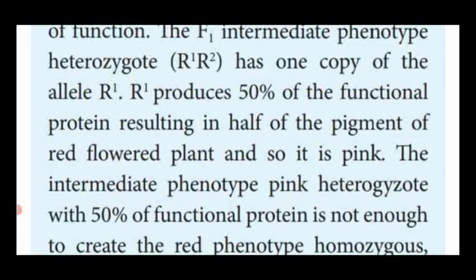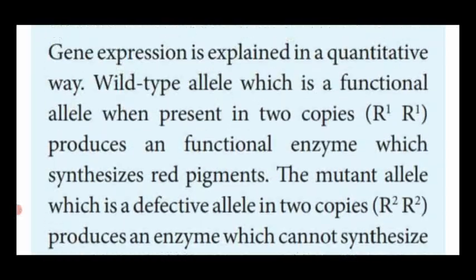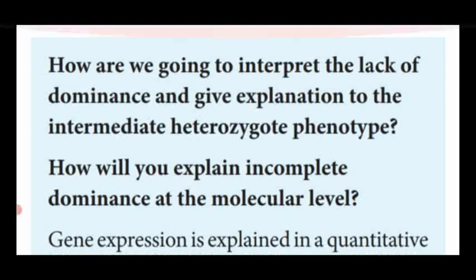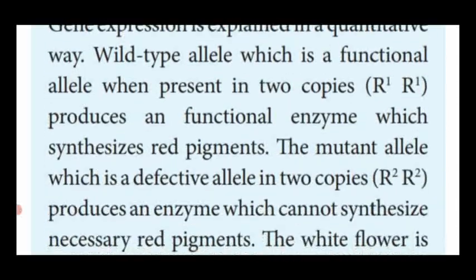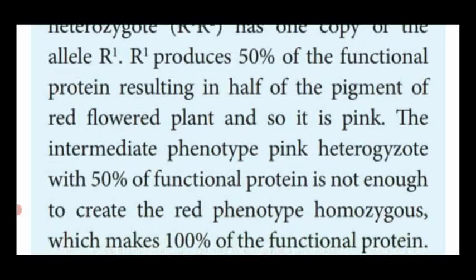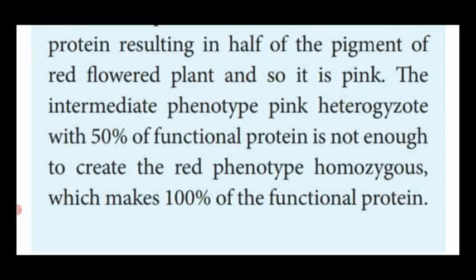That is the molecular explanation of incomplete dominance, how the dominant character is lacking, and also how the intermediate phenotypic heterozygous hybrid is produced in the F1 generation. That is proved at the molecular level. This is also a very important 5-mark question. Kindly note down in your textbook.